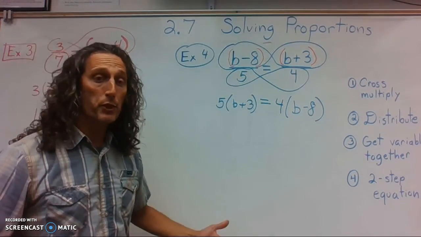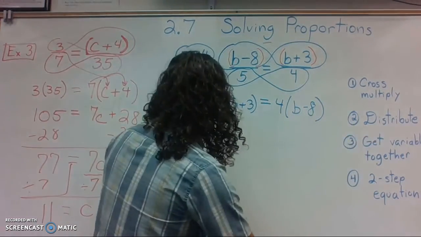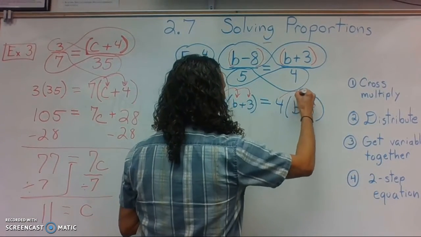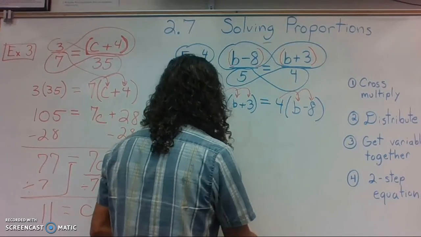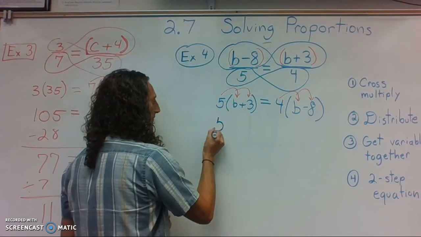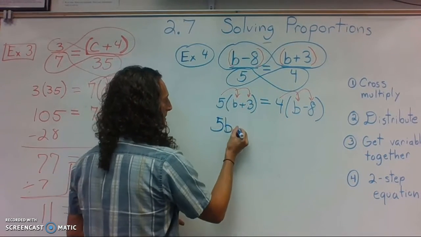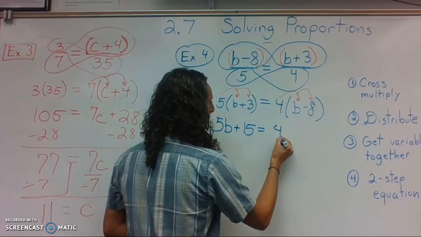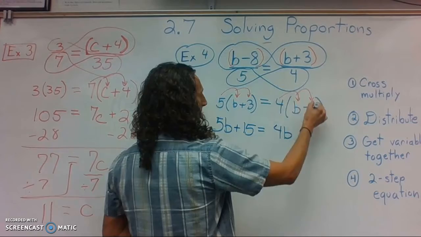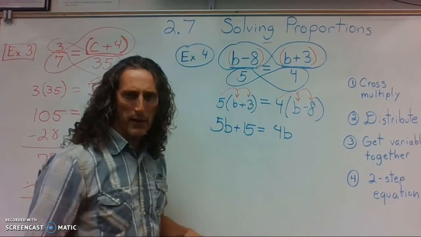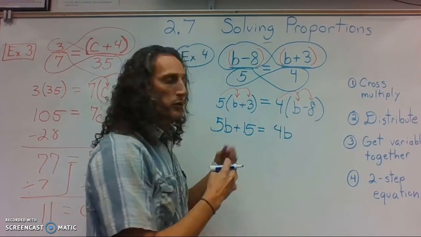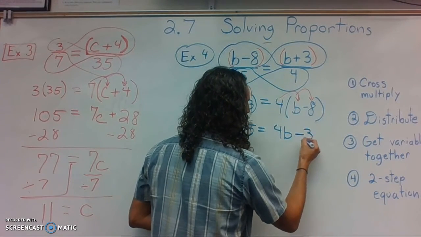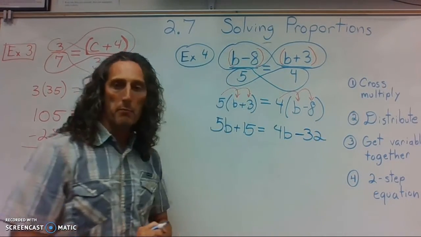Alright, so step 2, distribute, right? Our double rainbows, this always means times. So 5 times b, 5b. 5 times 3, 15. 4 times b, 4b. 4 times a negative 8. Treat a minus sign like a negative. So when you type it into the calculator, it should give you a negative 32. Then just make that negative sign from the calculator look like a minus.